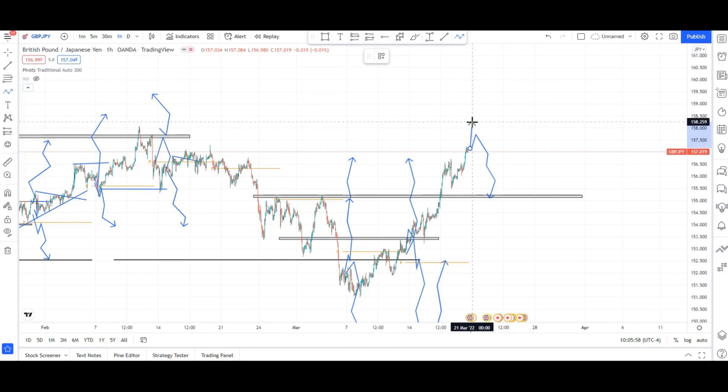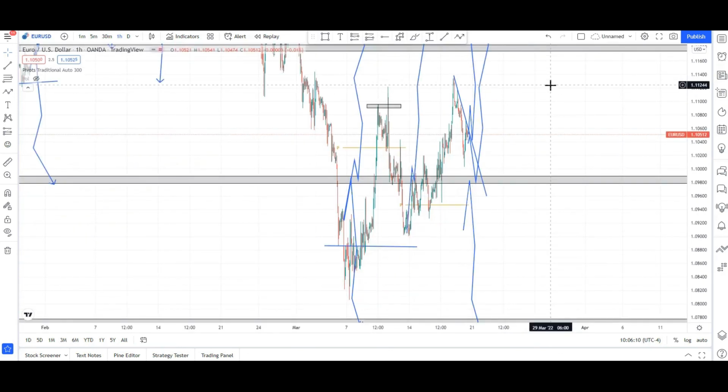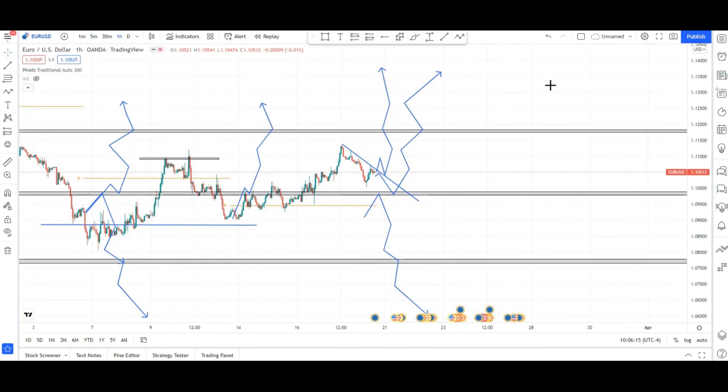Okay guys, if it takes support somewhere here, then your first target will be somewhere here, second, third and final fourth target. Okay guys, we can see next major pair, Euro versus US dollar. You can see here, we have discussed the Euro versus US dollar also.